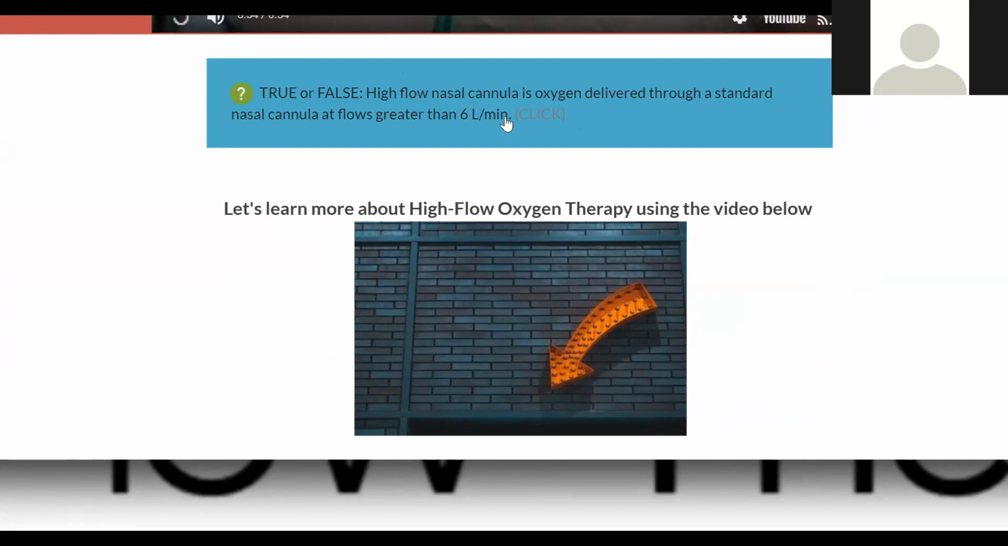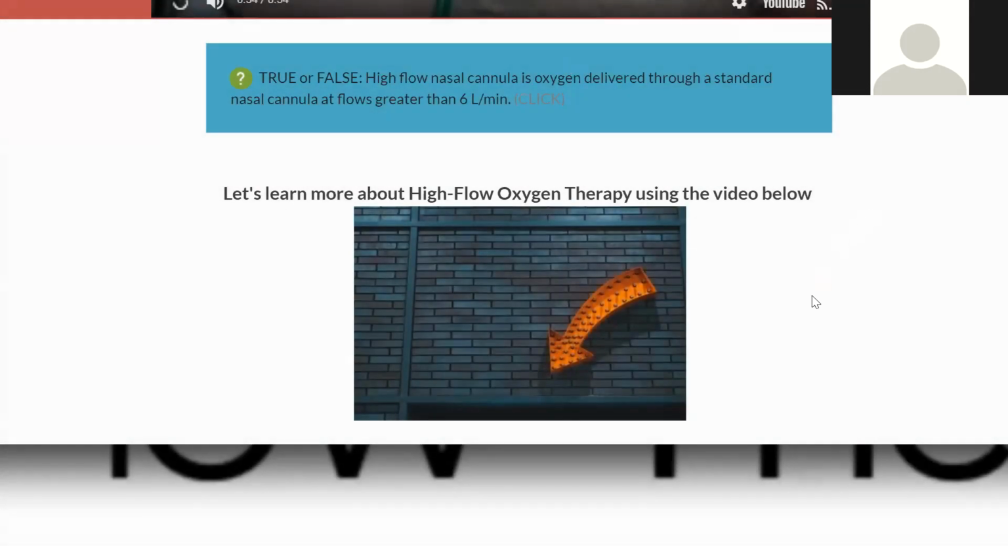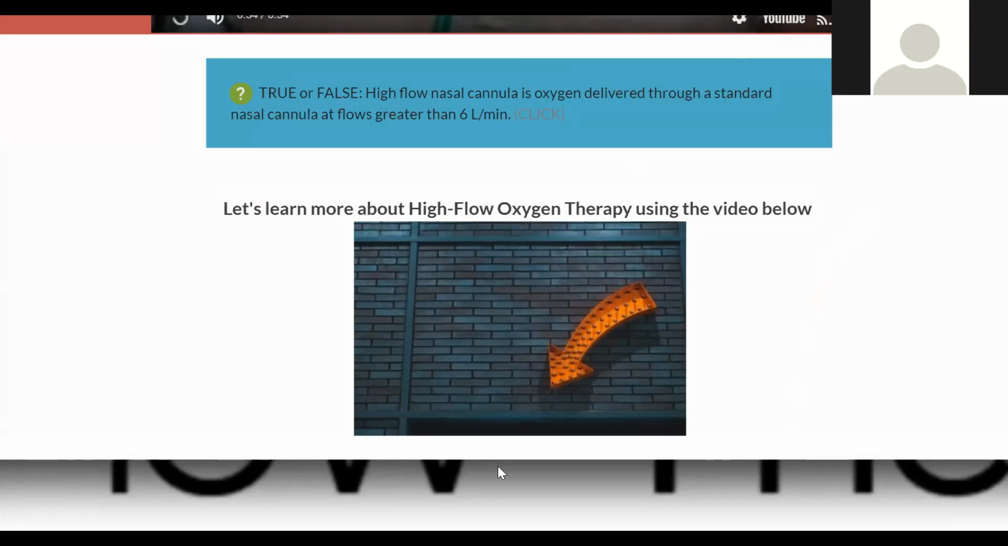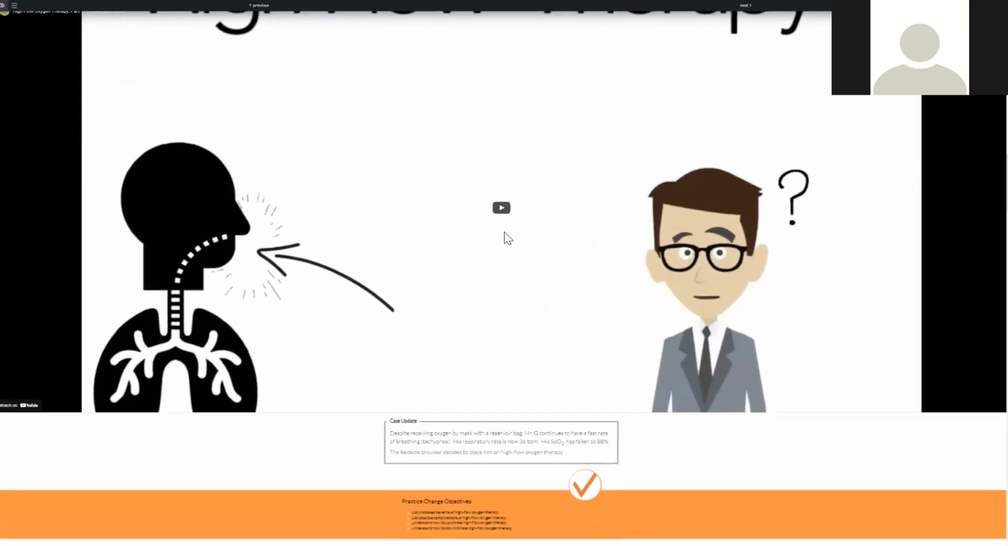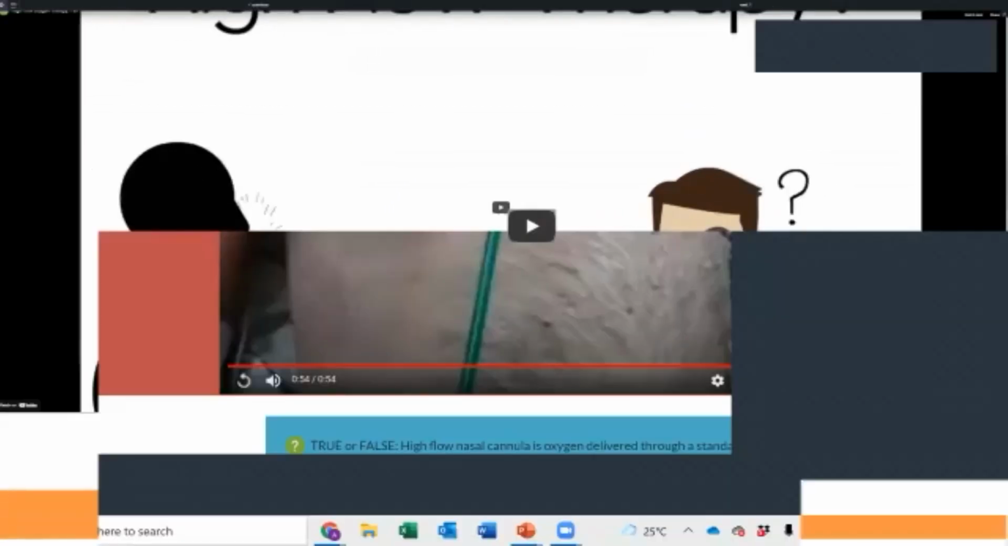Okay, 10 seconds left. Okay, so yeah, the answer is false. So we'll see why, but remember that high flow cannula has a specific device which helps to achieve high flow and also to humidify the oxygen and warm the oxygen. And the flow can be as high as 60 liters, but usually people use between 20 and 30 liters. So let's continue and watch a video to explain what is high flow oxygen. Alana, can you put in the video?